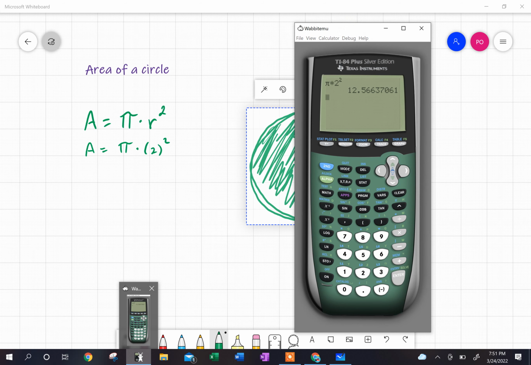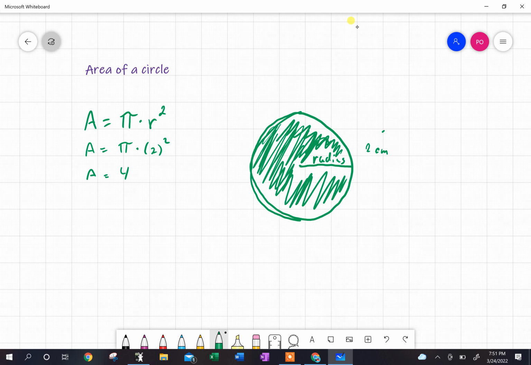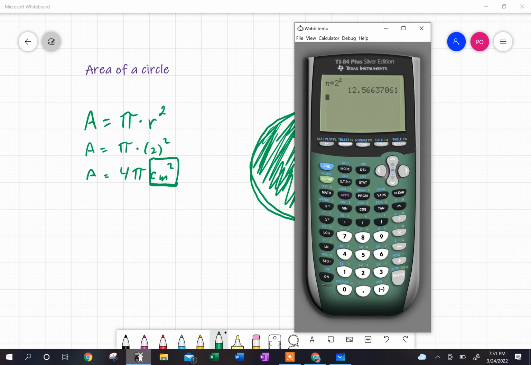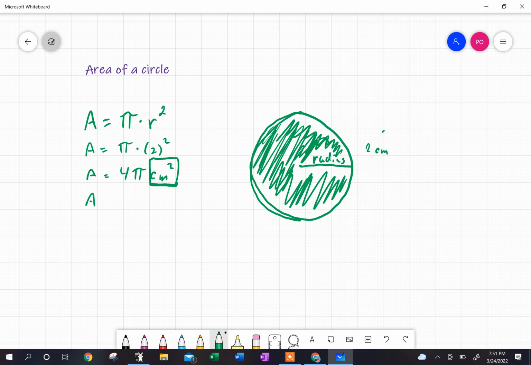But before I go there, I'm going to put in area really equals 4 pi centimeters squared, and your units are squared units. So 4 pi centimeters squared, and your calculator says 12.57, and that's an approximate value. So the area is approximately 12.57 centimeters squared. So this is an exact value in terms of pi, and this is an approximate value.